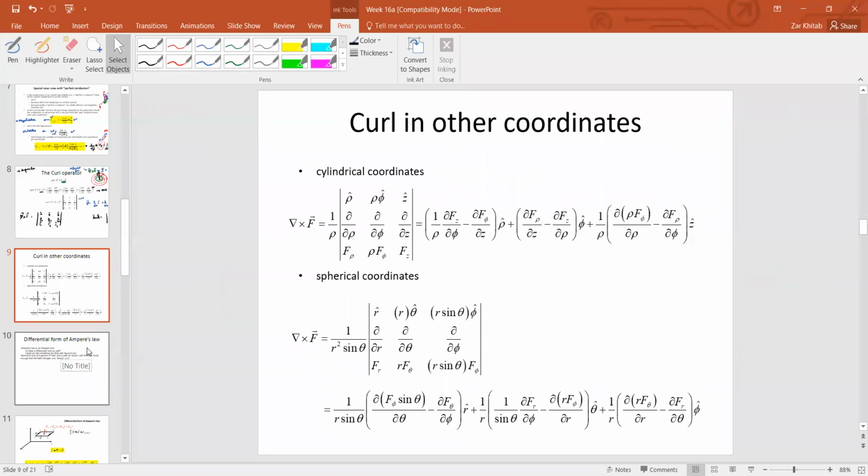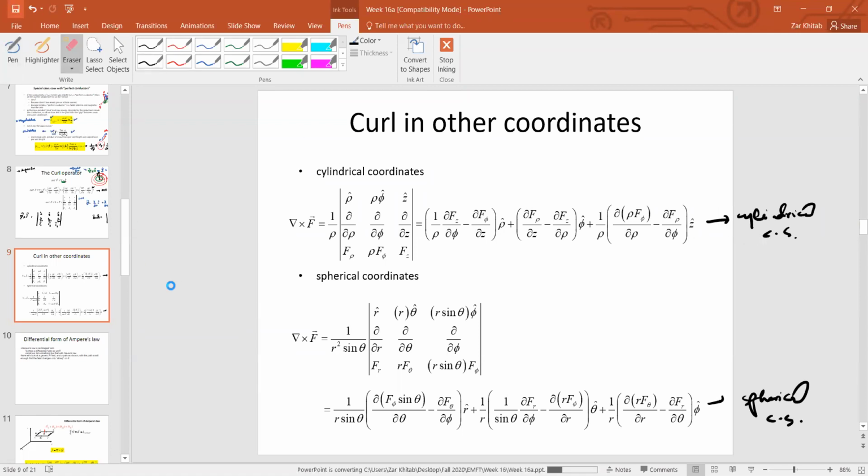So that was a little bit about the curl operator. The curl operator in the cylindrical coordinate system, and the curl operator in the spherical coordinate system. Okay. So this was the curl operator definition, right?